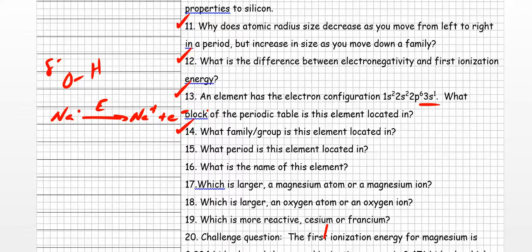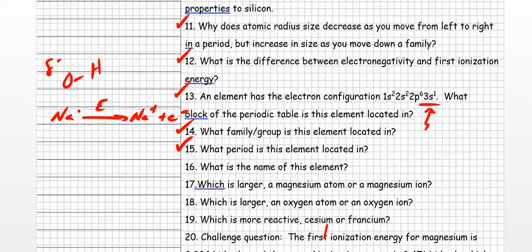What period then? Now we get to the question I was answering before. What period is this element located in? It's the main energy level. Obviously, it's a 3, so it's the third main energy level. So what period is it located in? It's the third period. So there we go. That's number 15.